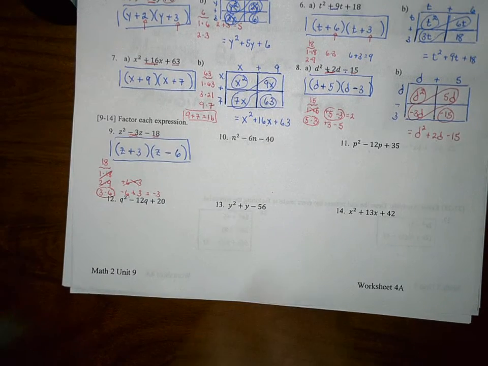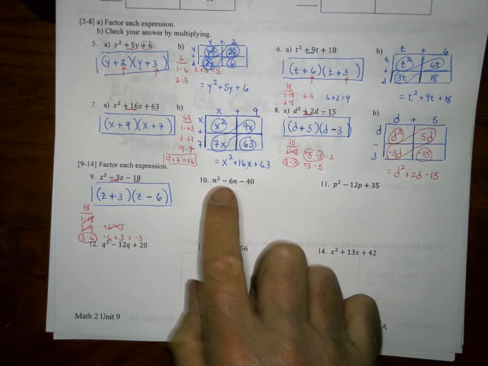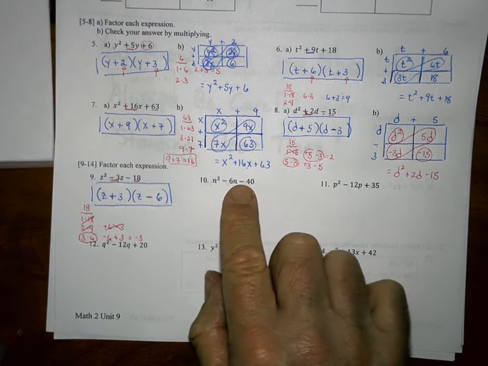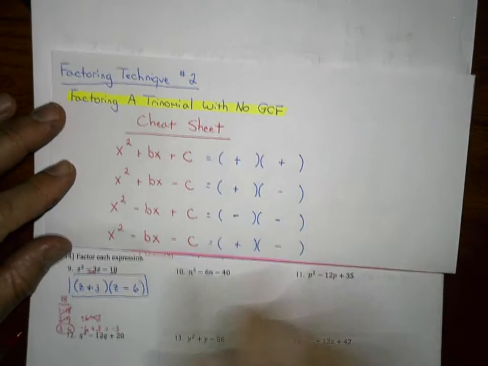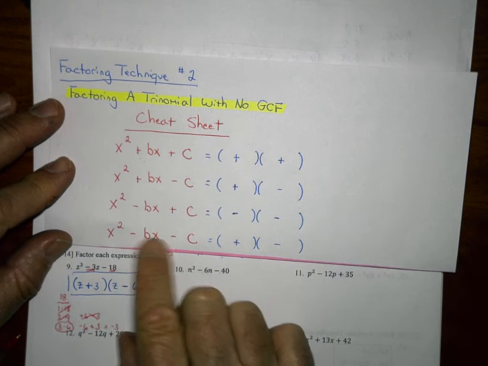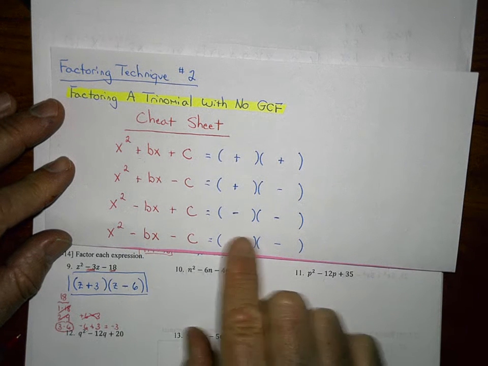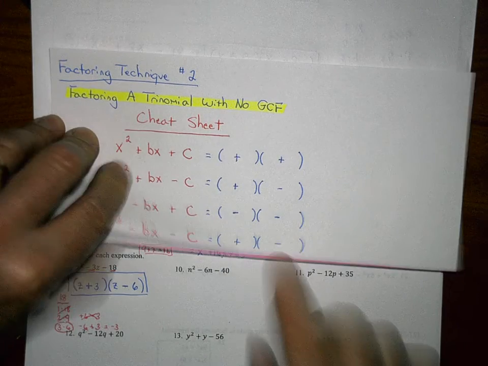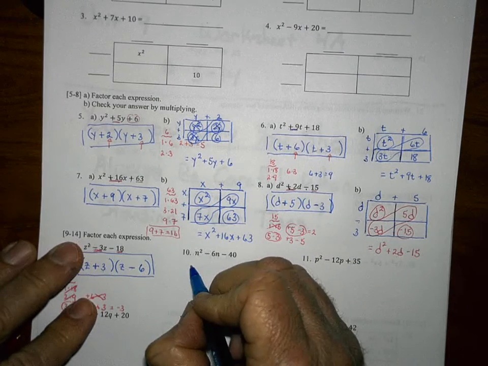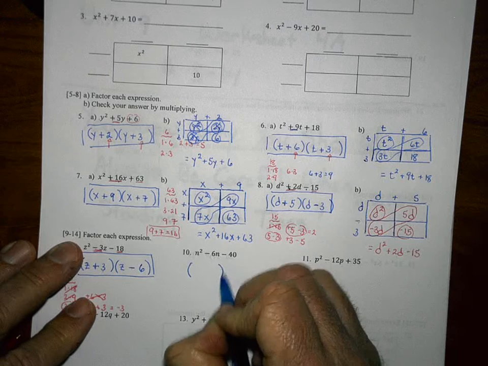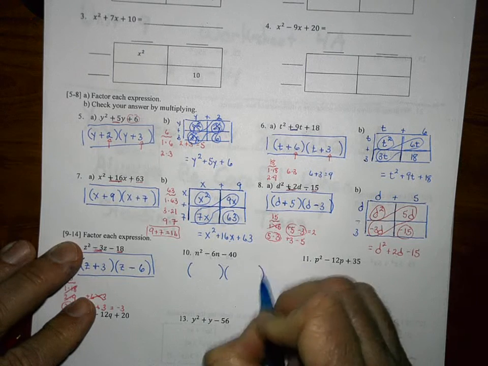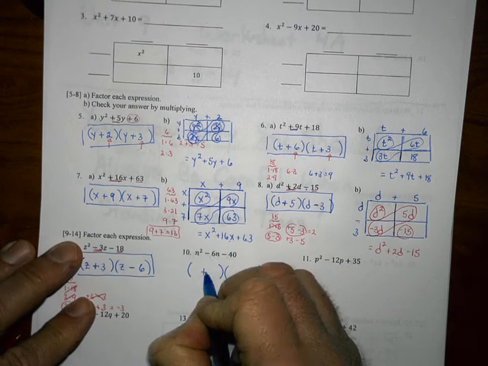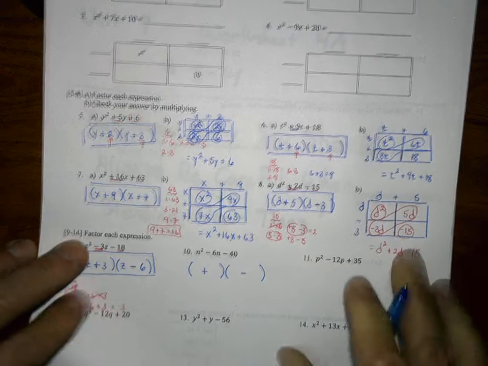Okay, number 10. I have a negative and a negative trinomial again. So I go here to my cheat sheet. A negative and a negative give me two factors where one is addition, one is subtraction. All right, so in number 10, I set up my two parentheses. My first parentheses is going to be addition. My second parentheses is going to be subtraction.